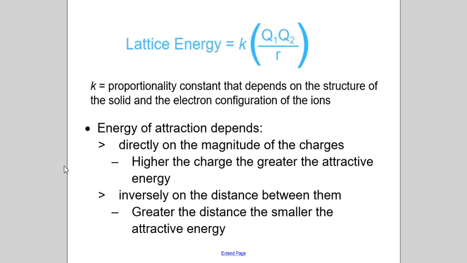So energy of attraction depends directly on the magnitude of the charges. The higher the charge, the greater the attractive energy. And then inversely on the distance between them, so the greater the distance, the smaller the attractive energy. And this factor probably plays a lot into things based off of ionic structure and based off of size, quantum numbers and everything.